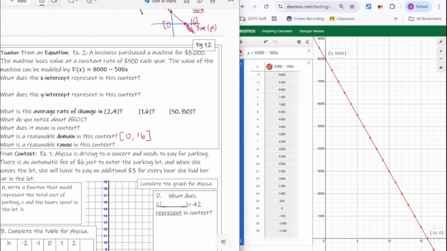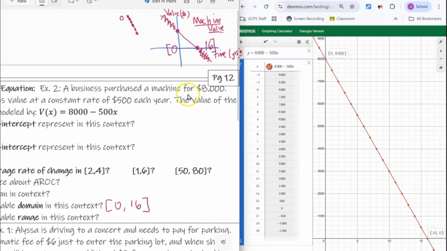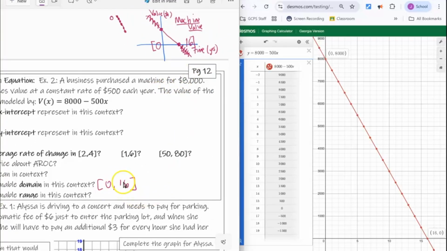Now, the other question that you have to ask yourself, because this is a real world problem, is does it include everything inside here? Because this is what this means. So if it says, can I have 0, and go ahead and write years right here and dollars right here and the title machine value. That way you can reference it each time. Can I have 0 years? Yes. Can I have 5 years? Yes. Can I have 16 years? Yes. Can I have 1.5 years? Yes. So because I can have everything within these two numbers, this is how I write domain.